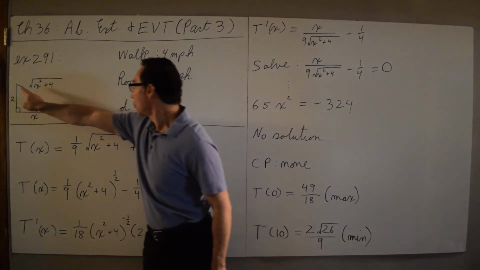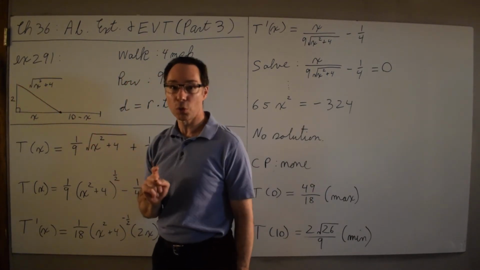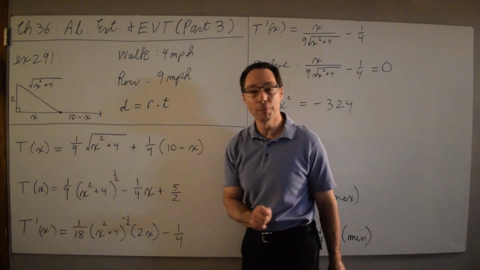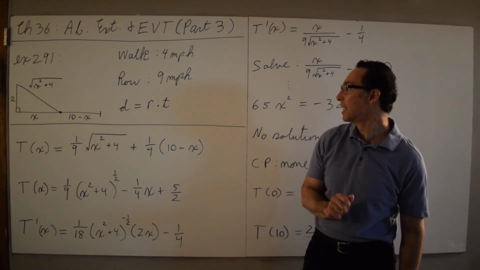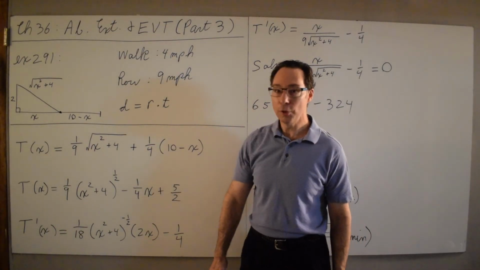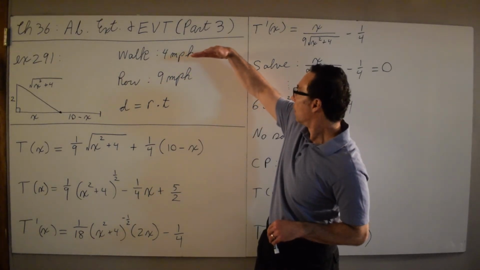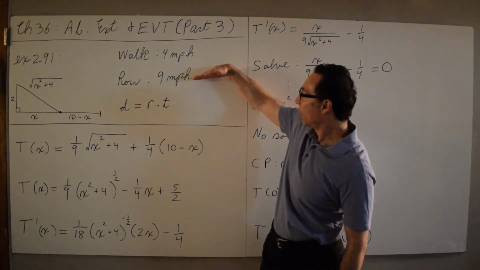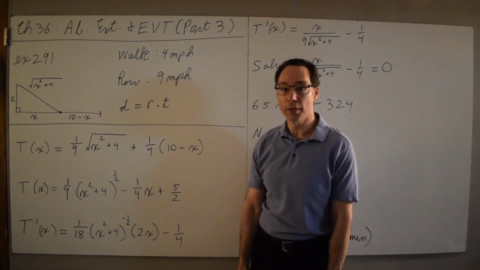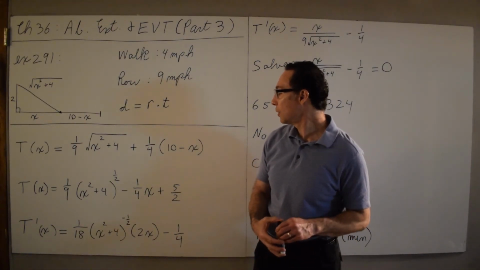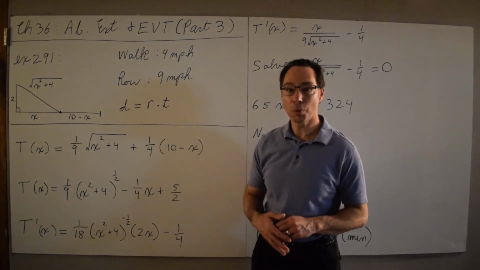Now, from here to here is still the shortest distance. But remember, you're not trying to minimize distance, you're trying to minimize time. So in the problem that you're doing for your assignment, walking is faster than rowing because he's rowing against the current. And so you'll have to keep that in mind as you're doing this problem.